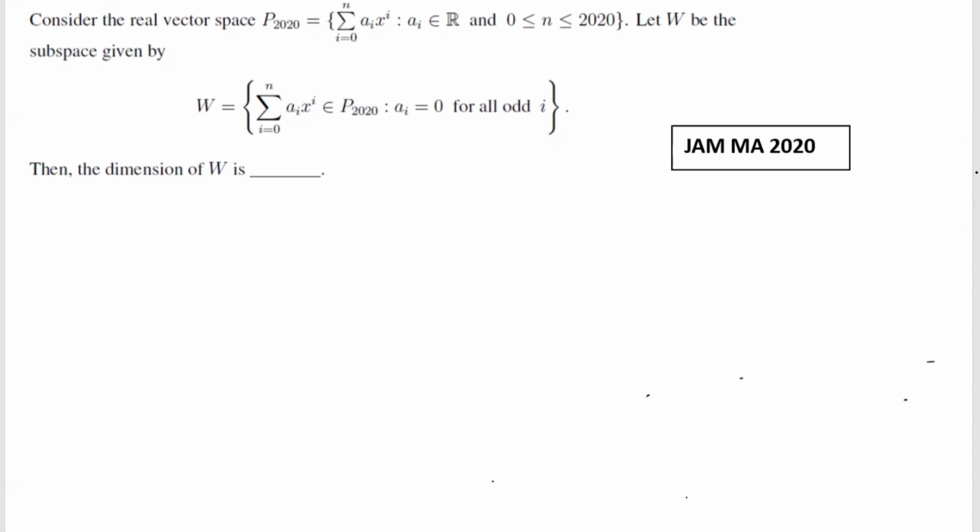which consists of all polynomials of degree less than or equal to 2020 with coefficient a_i equal to 0 for i odd. Then find the dimension of W. Now, solution.